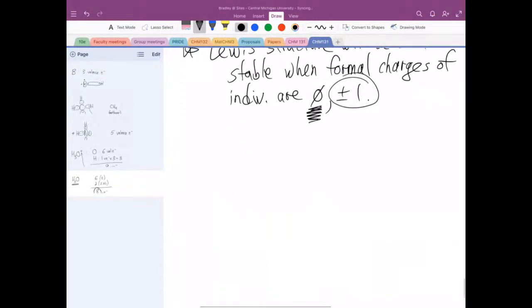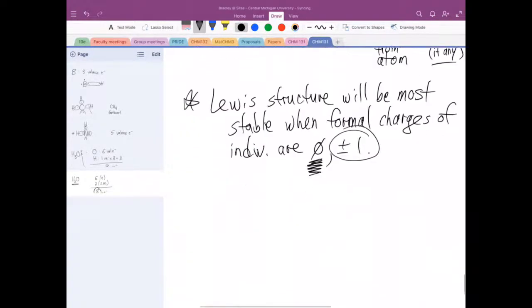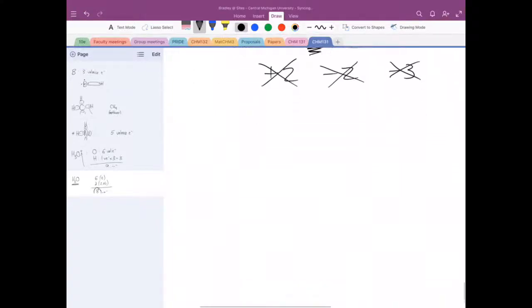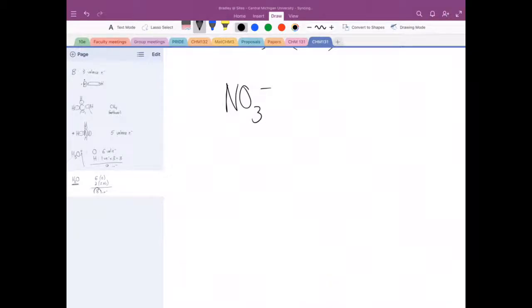But if you ever get a formal charge where you have some atom where it's +2 or -2 or -3 or something, there's a better choice for a Lewis structure, okay? And so what's an example for that? Let's see. So what about, let's do nitrate. See what that works out to here.